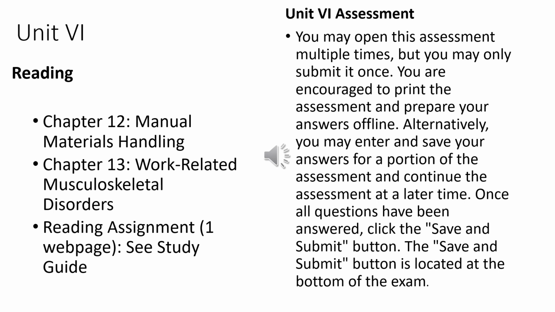For Unit 6, you want to read Chapters 12, 13, and then also the reading assignment, as you can see in the study guide. You may open the assessment multiple times, but you may only submit it once. You are encouraged to print the assessment and prepare your answers offline. Alternatively, you may enter and save your answers for a portion of the assessment and continue at a later time. Once all questions have been answered, then click the Save and Submit button. The Save and Submit button is located at the bottom of the exam.